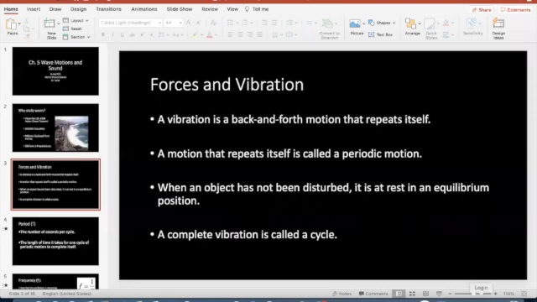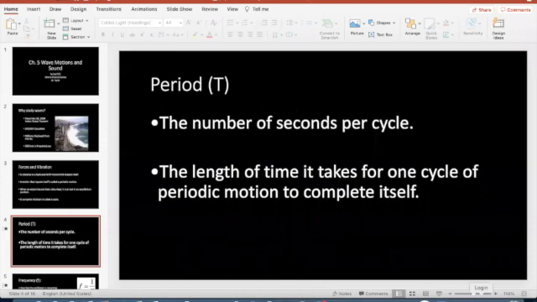And then a complete vibration is called a cycle. Period is denoted by capital letter T, and it's the number of seconds per cycle. So it's the time frame per cycle, the length of time it takes for one cycle of periodic motion to complete itself.